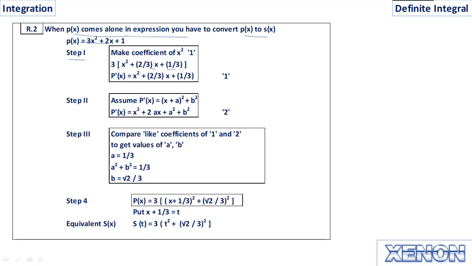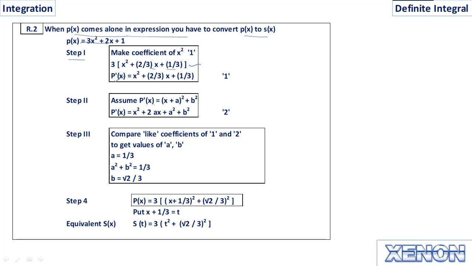Here we are taking 3 out from 3x square plus 2x plus 1. Then the expression will become 3 times (x square plus 2 upon 3 x plus 1 upon 3). Then we put p dash x equals x square plus 2 upon 3 x plus 1 upon 3, right?